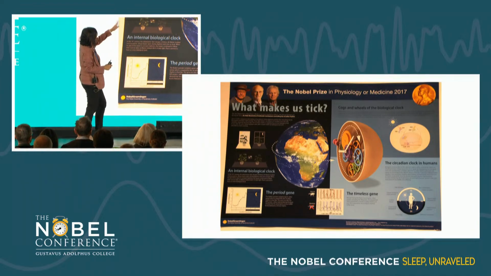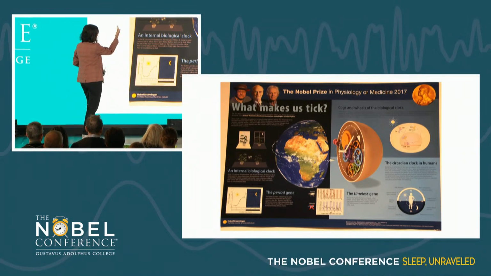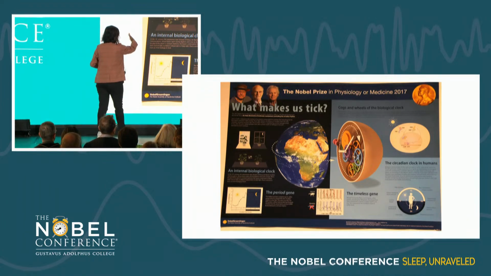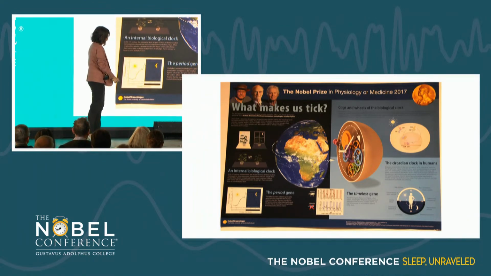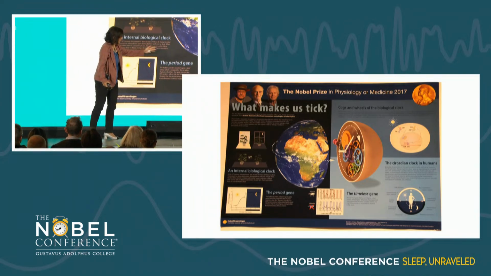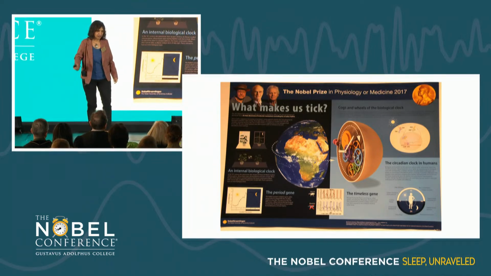So in this poster that was put out by the Nobel Assembly, you see, of course, the Earth rotating around its axis, which is why we have rhythms, examples of a rhythm, opening and closing of the leaves of a plant. And then here are our two friends, the period and the timeless genes.